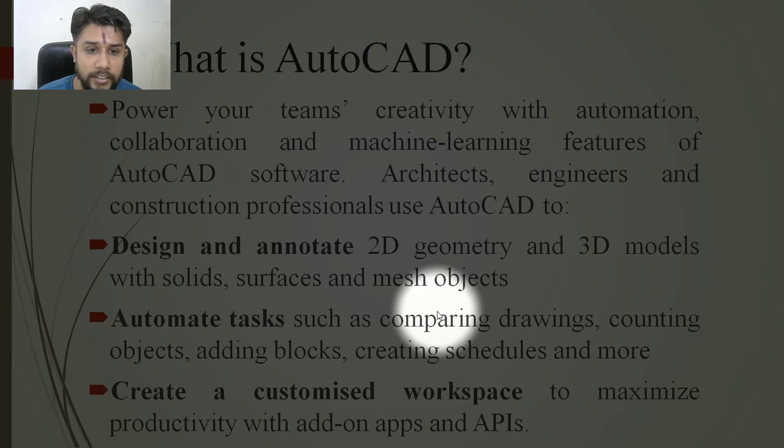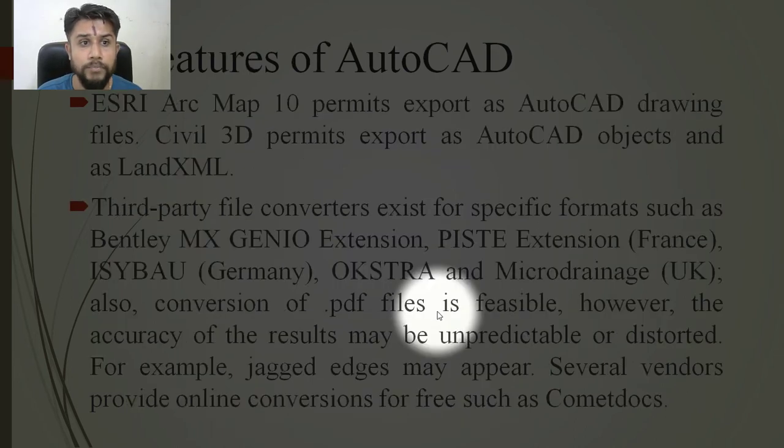With this tool, you can design and annotate 2D geometry and 3D models with solids, surface, and mesh objects. Automated tasks such as comparing drawings, counting objects, adding blocks, creating schedules, and more can be easily done with this tool. You can customize your workspace and maximize your productivity with APIs available in this tool. ESRI Map 10 permits export as AutoCAD drawing files. Similarly, other extensions are available for different countries, and the conversion of .pdf files is possible with this tool.